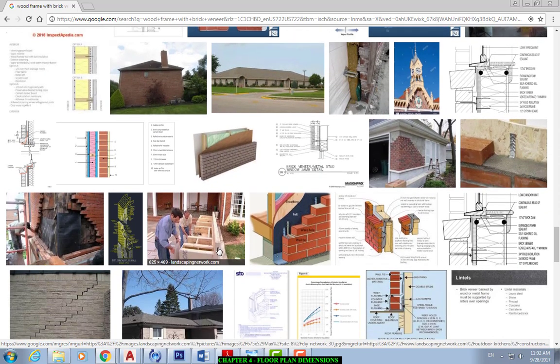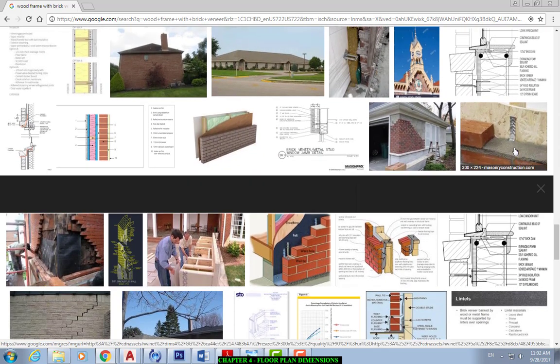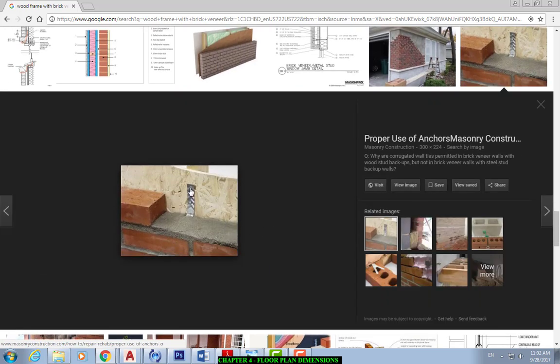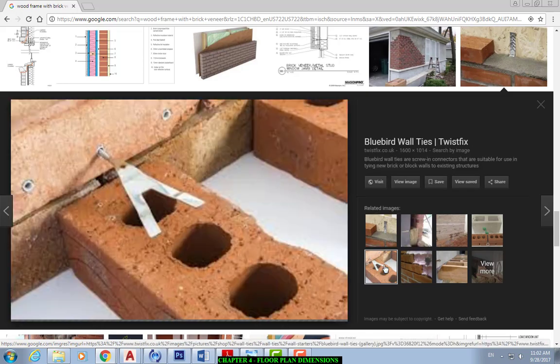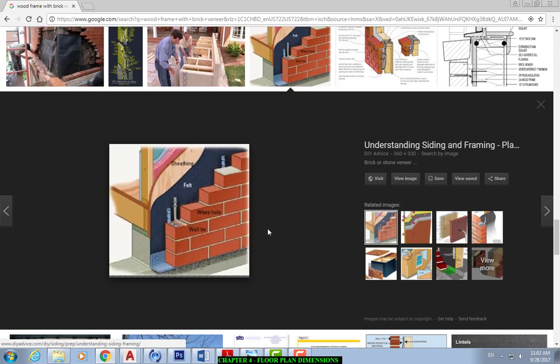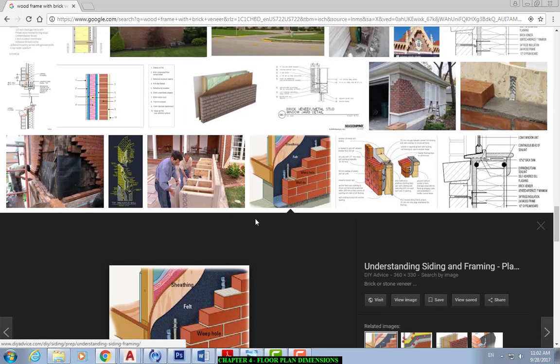No. The ties right here. See, they're nailed to the sheathing, and then it goes into the mortar, so that's holding. Now here it didn't provide any airspace. Some ties there. Actually, this one is a good one too. See, the airspace, and then those are the ties, and that's what holds it. Another tie right there.